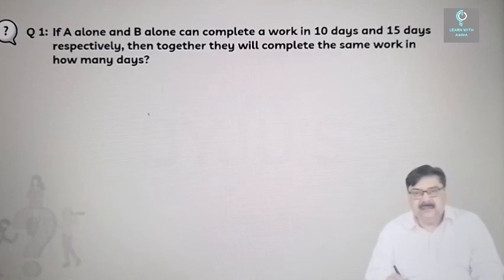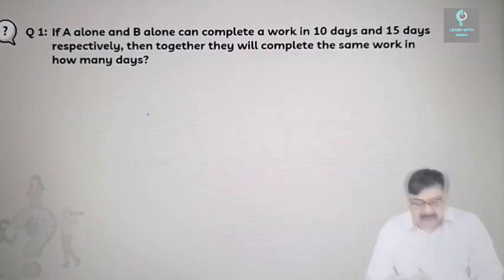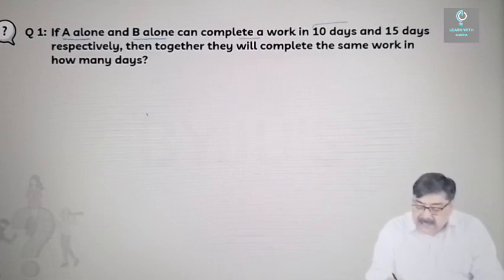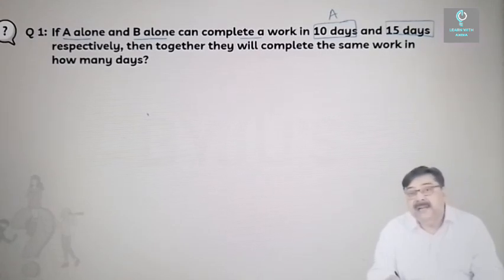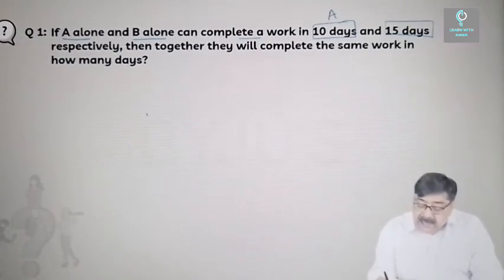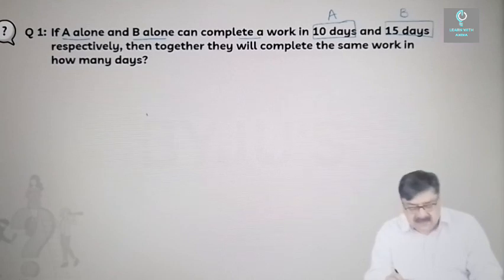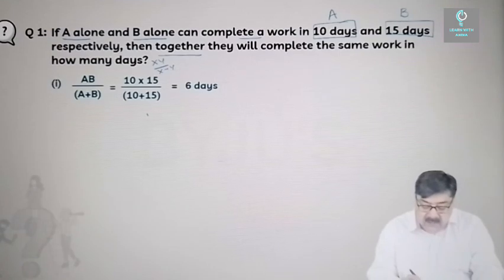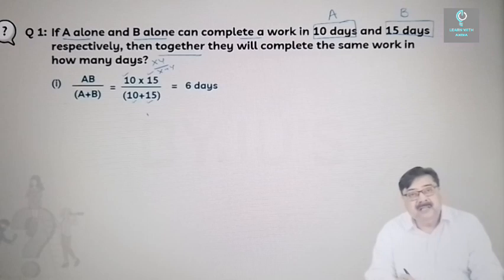Alright, so let us solve a question and understand this in a better way. If A alone and B alone can complete a work in 10 days and 15 days respectively. So A can complete a work in 10 days. B can complete the same work in 15 days. Then together, they will complete the same work in how many days? Now, you know the formula already. It is xy by x plus y. So this becomes 10 into 15 divided by 10 plus 15.